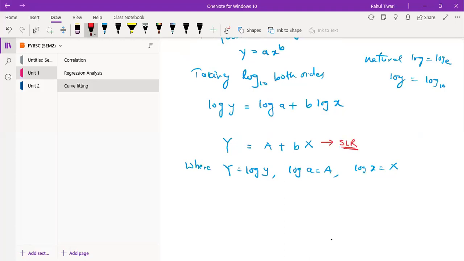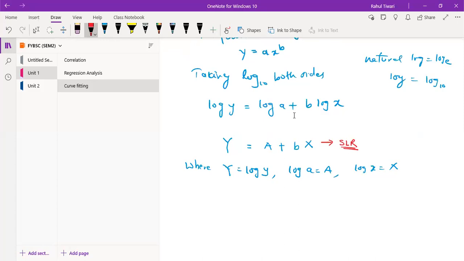SLR? Have you studied SLR, simple linear regression? Y is equal to a plus bx, something like that. So this is the form of SLR, and hence when you have the form of SLR, we can apply the least square method and we get the normal equation immediately.